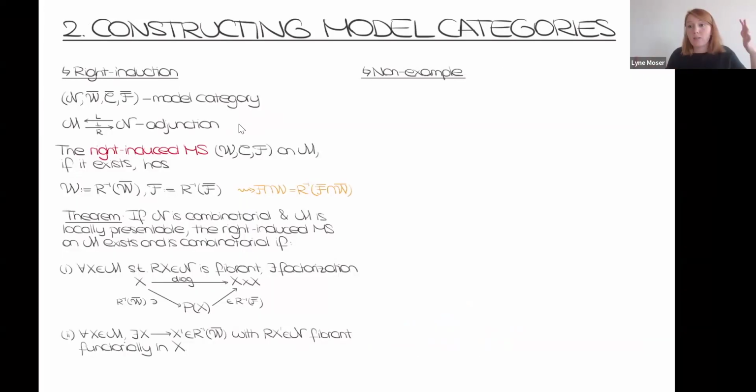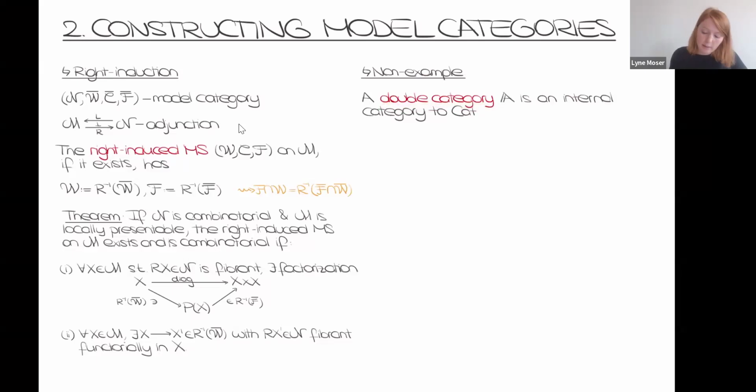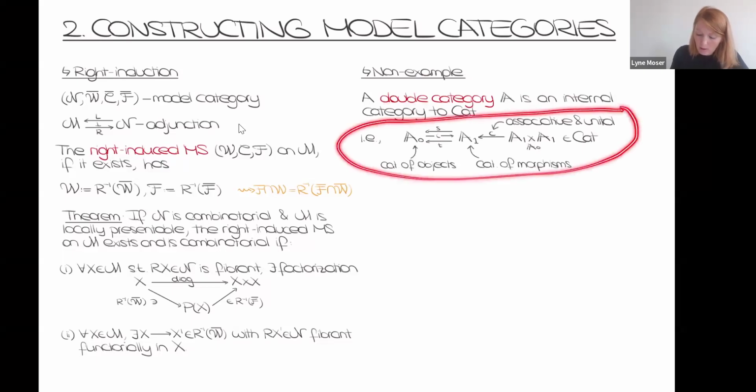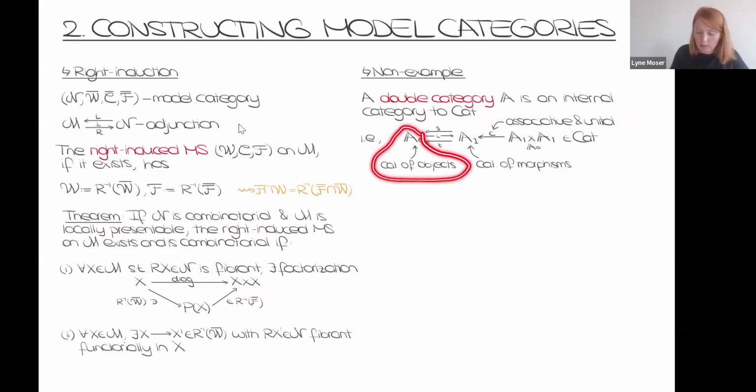And so, as I said, right induction might not always work, and I will give you a counterexample where it actually doesn't work. For this, I need to introduce some terminology first. A double category is an internal category to categories. By this, I mean a diagram of the following form. I have a category of objects, and then a category of morphisms. Then I have source, target, and identity maps, like you would have for a category, which are actually functors between these categories. And also a composition map, which takes two morphisms and sends them to the composite, and likewise for the extra data in the category. I'm requiring that this composition is both associative and unital.